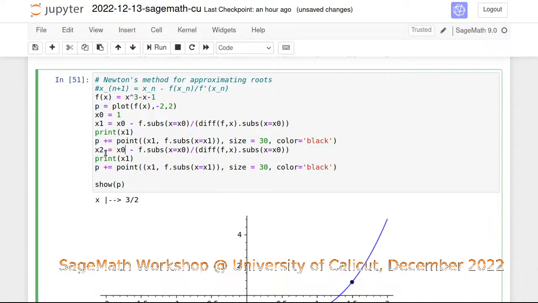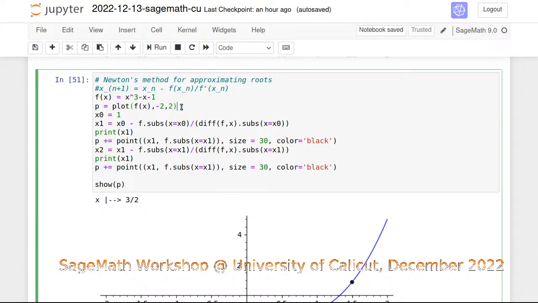Excuse me, sir. I have one question. Yes, please. While plotting 2 points or maybe 2 curves together, we usually put plus. So now in this case, plus equal to is also included. Where? P plus equal to.